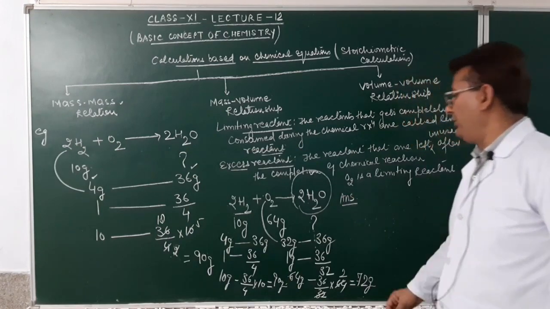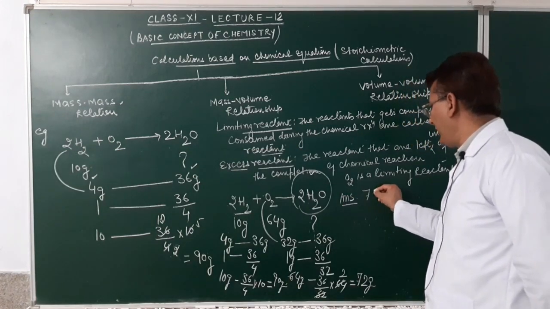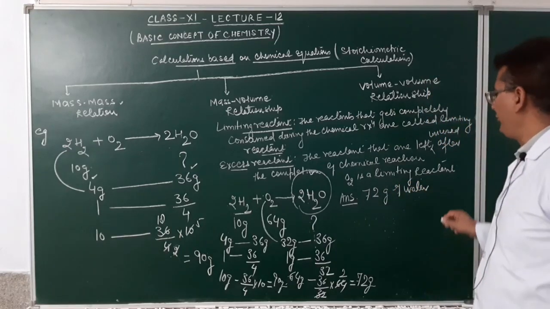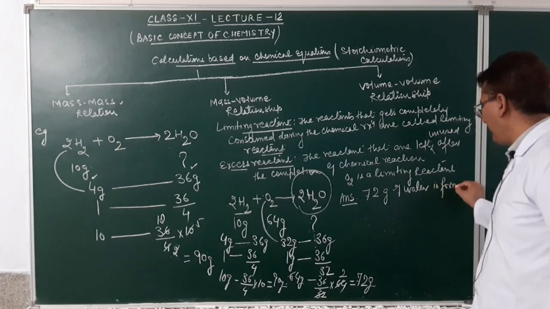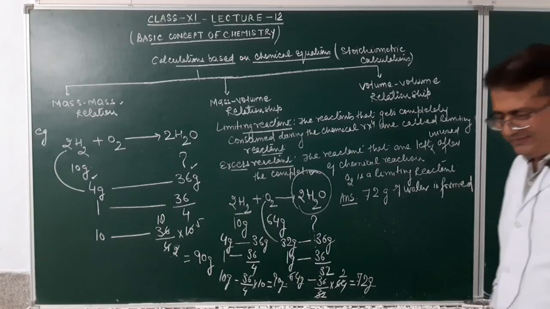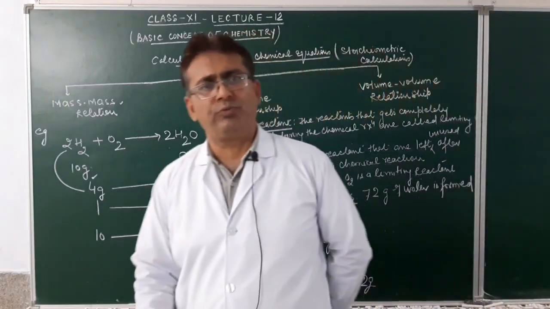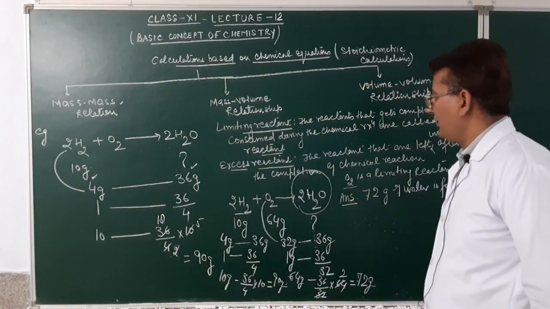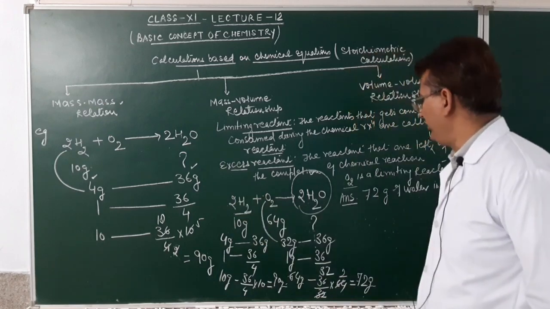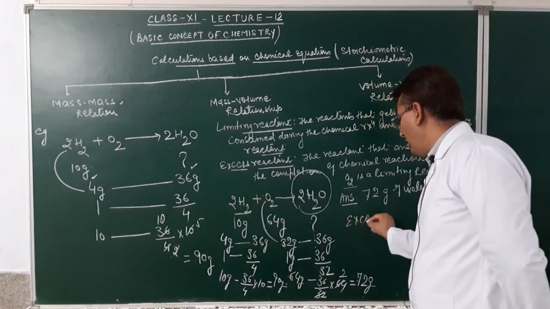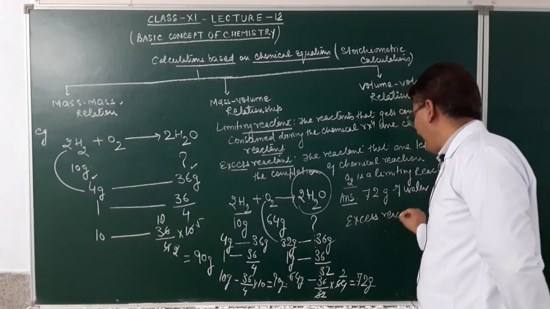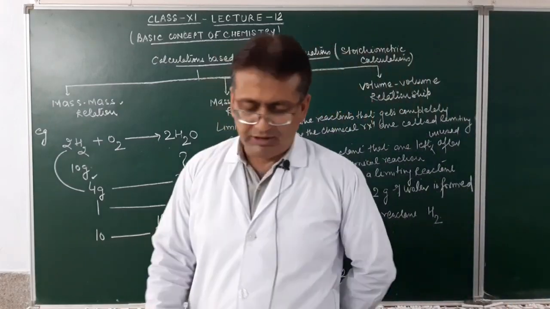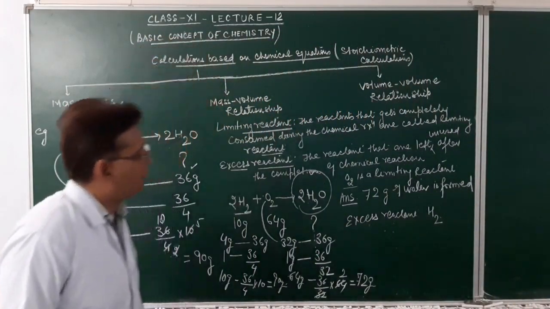So always calculate from the limiting reactant. In this case, 72 gram of water is formed. Tell me whether it is clear or not. Yes? So 72 gram of water will be formed. If I ask you the name of the limiting reactant? Oxygen. The reactant which is in excess will be hydrogen. So the excess reactant in this case will be hydrogen. Tell me whether it is clear or not.